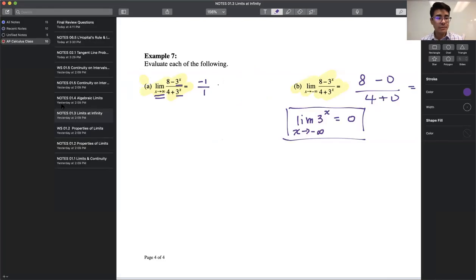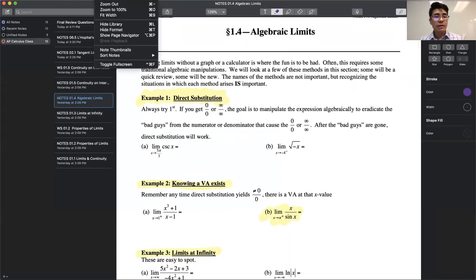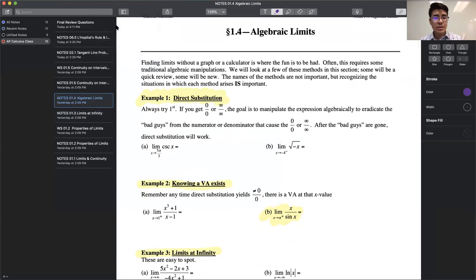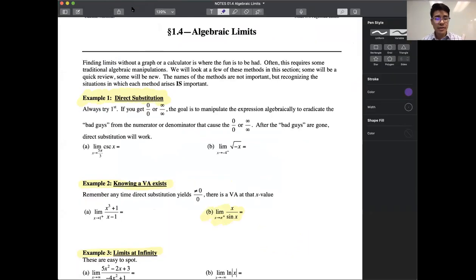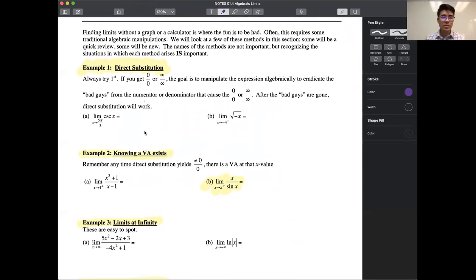Alrighty, let's see what I have next. So we've done our infinity. We need to do our algebraic limits now. So if you use this sheet, you can kind of see the different methods you have in case you ever get a limit question. So always, always, always try direct substitution first, right? If you can plug in the number, then the limit does exist. So we don't even need to do A or B because I don't think you'll need to know how to do cosecant, right? This is a non-calculator test, so don't worry too much about that.